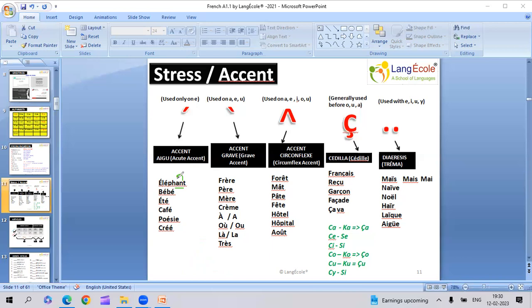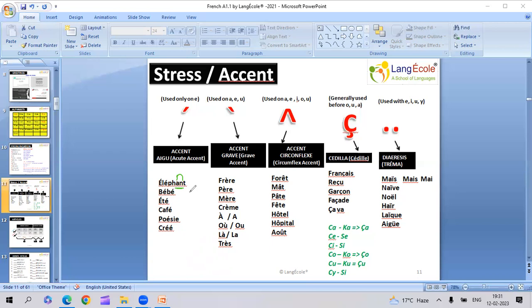Not elephant. It is not en, it is right? Yes. Okay. Elephant. Very good. Bebe. Café. Poésie. Créer. Very good. Excellent. So, any doubt in this?